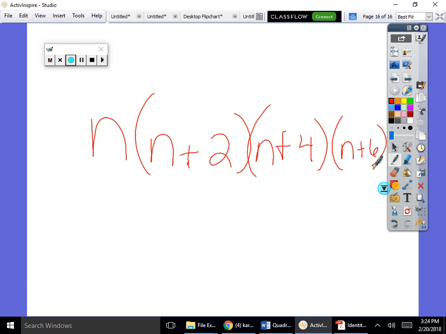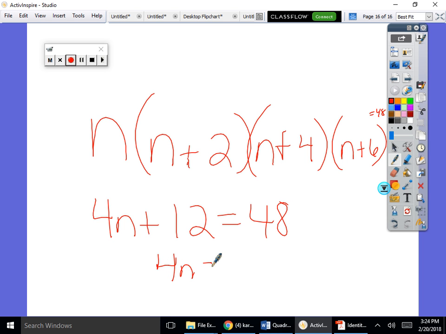Yes? Okay? The sum of 4 consecutive odd whole numbers is 48, so this equals 48. Now I'm just going to combine like terms. How many n's do I have up there? 4n plus what? 12 equals 48. And now it's easy to solve, right? It is 4n equals 36, n equals 9.